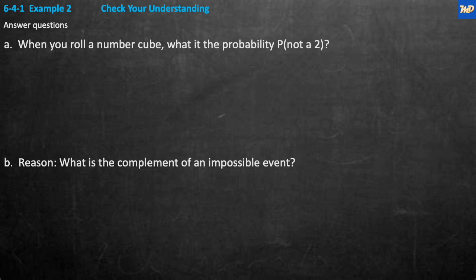Check your understanding. When you roll a numbered cube, what is the probability, P, of not having a 2? Well, what did we determine? We know that a 2 occurs 1 out of 6 times, because there's only 1 2 of those 6 numbers. So what's the probability of the complement?